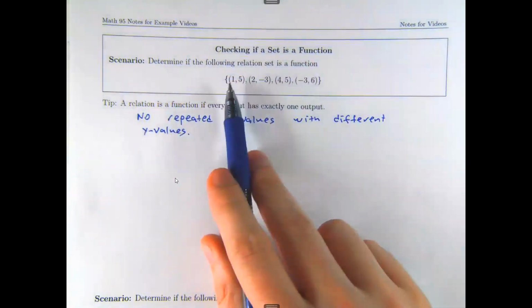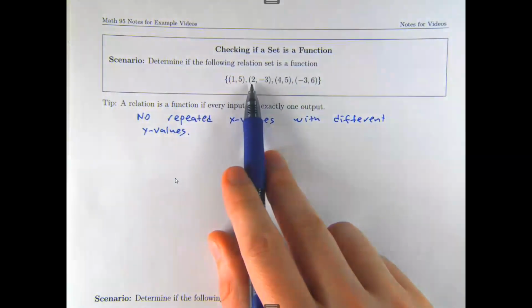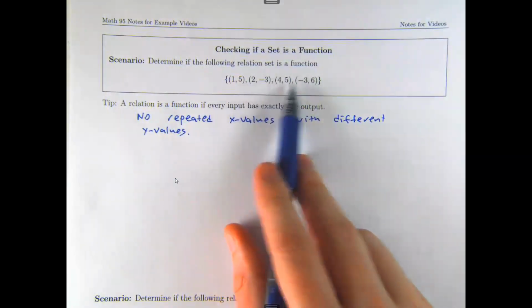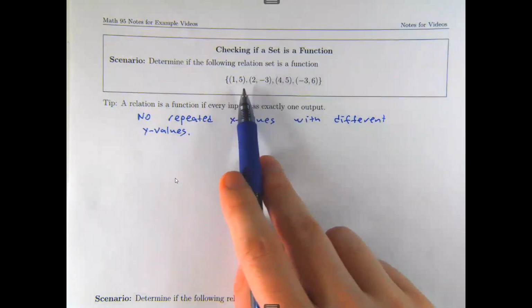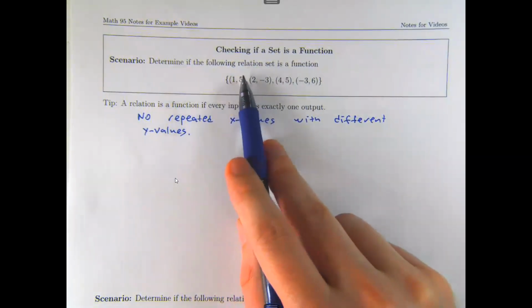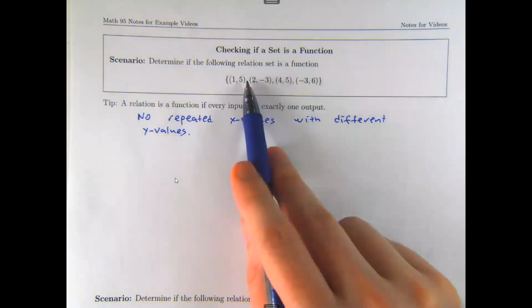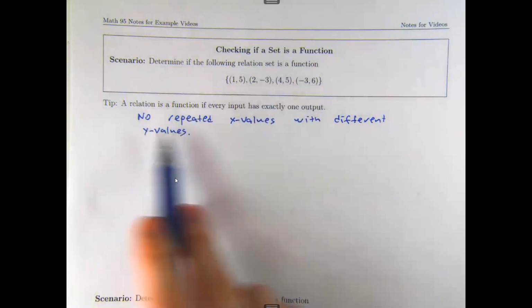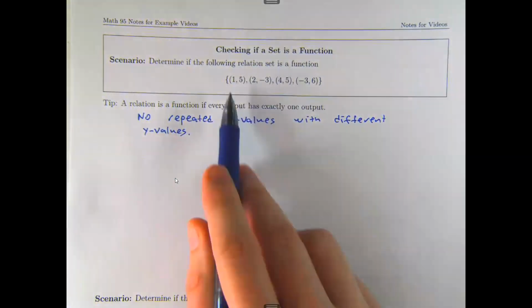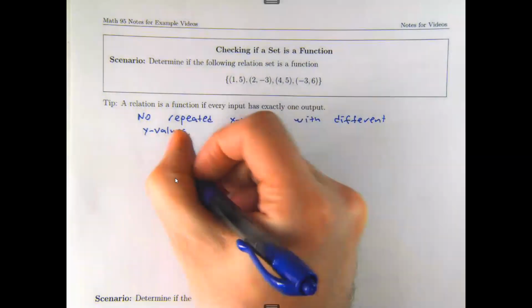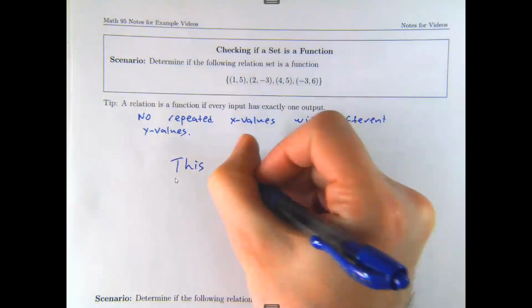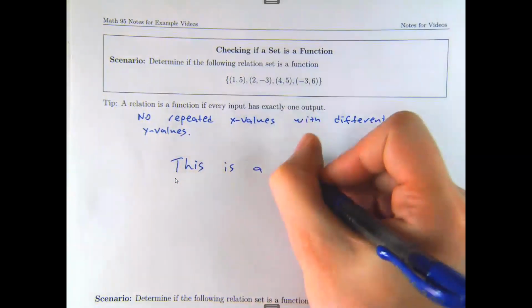So for this, I've got an x value of 1, an x value of 2, 4, and -3. There are no repeating x values. There might be repeats to the y values. Looks like 5 shows up twice there. That doesn't matter. I'm really only looking at the x here. There's no repeated x. So I would say this is a function.